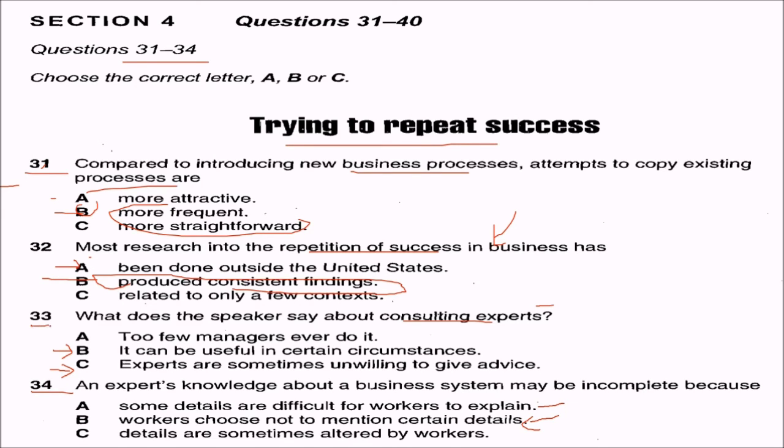What about 33? The answer was B. What does the speaker say about consulting experience? It can be useful in certain circumstances, right? So this was the answer. Then 34: an expert's knowledge about a business system may be incomplete because some details are difficult for workers to explain. This was A.